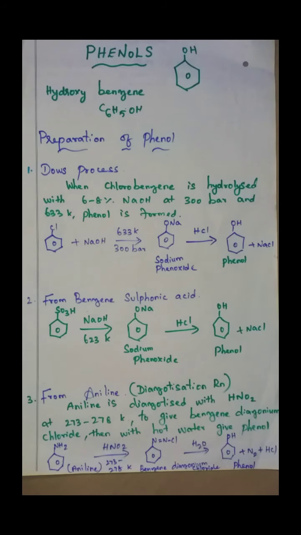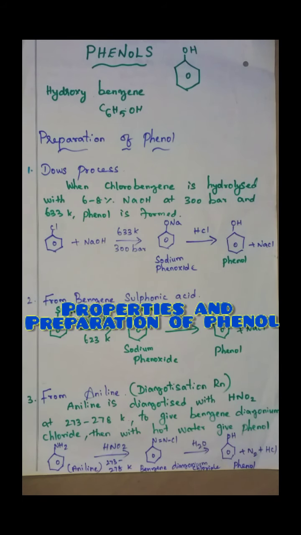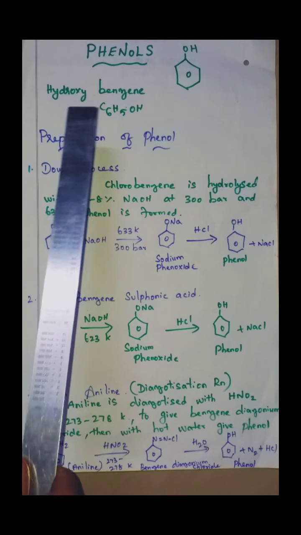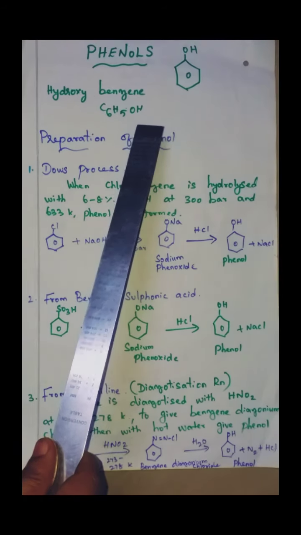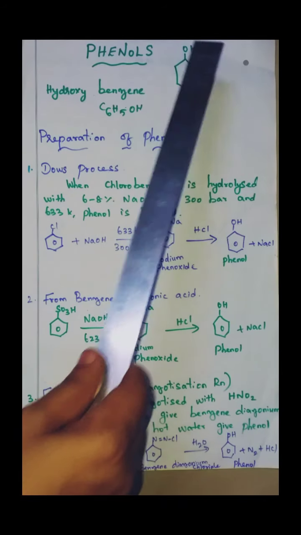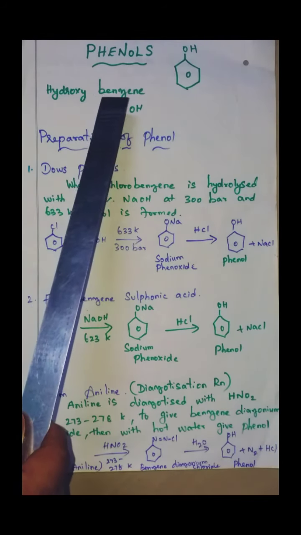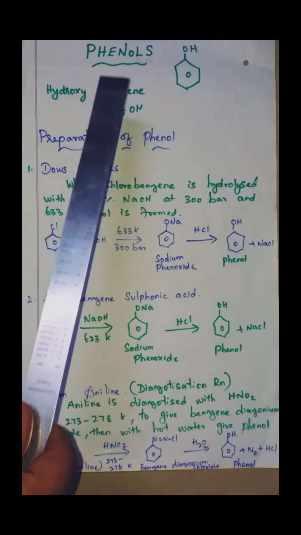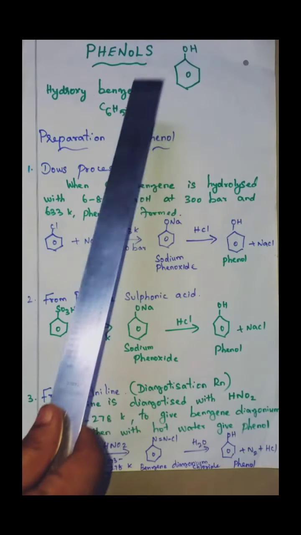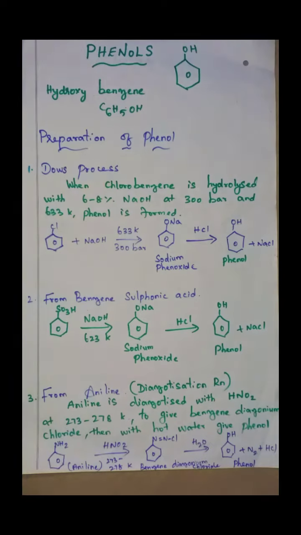Good morning students. Today in this video we are going to see about phenols, that is preparation of phenol and properties of phenol. So we know the formula for phenol, C6H5OH. This group we call C6H5 and this is the OH group. Hydroxybenzene is the IUPAC name and the common name is phenol. Hydroxy means OH group, benzene this one. So hydroxybenzene is otherwise called phenol.